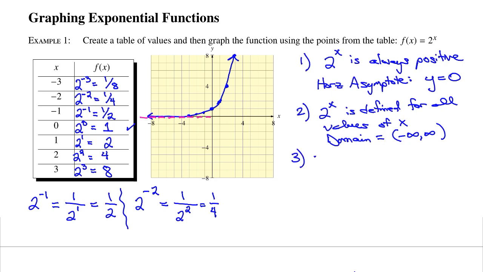This particular function, 2 to the x, is called the doubling function. And that's because every time you move over 1 unit on the x-axis, the y value gets doubled. And you can see that from here, from 1 to 2, and then 2 to 4, and then 4 to 8. What's not as obvious is that you could do it with decimals as well.